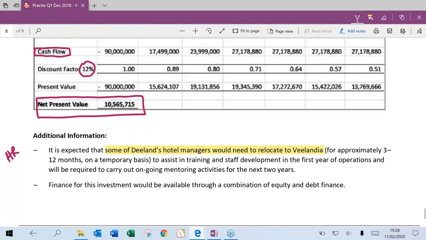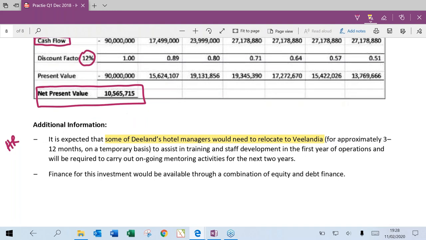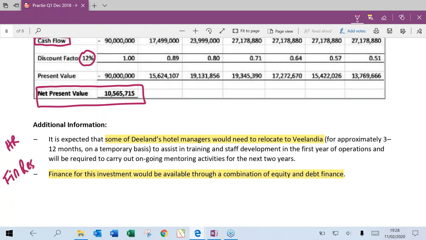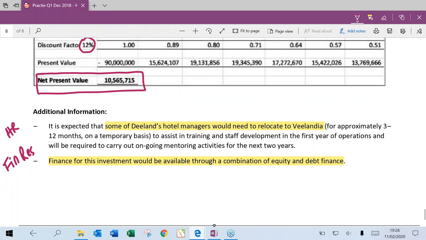Secondly, finance for this investment would be available through a combination of equity and debt financing. Very important piece. How are we gonna finance? Through equity and debt finance. So can I say financial resource? What else? That's it.